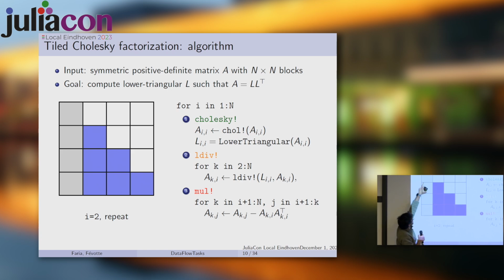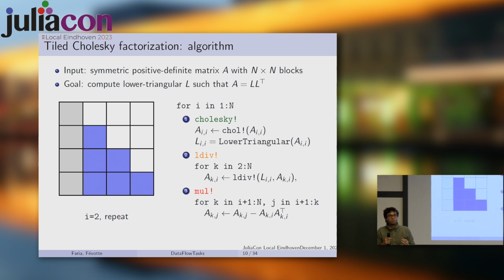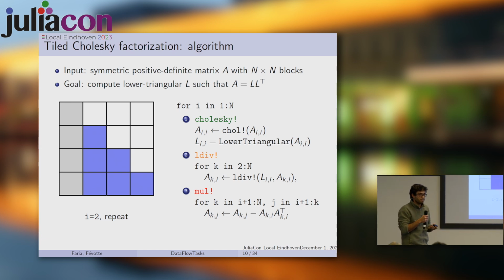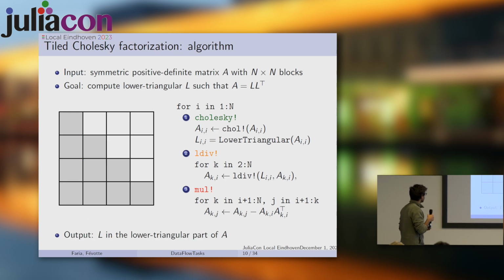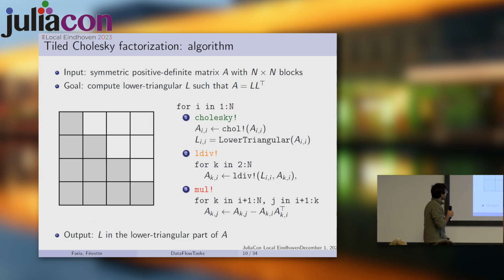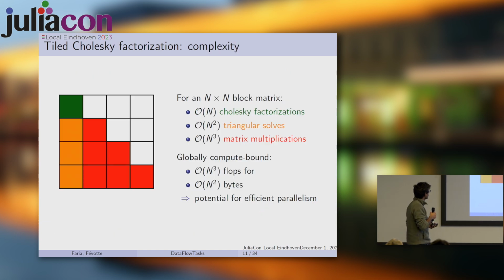Because if you remember, this was a Cholesky here, and then there was an LDiv, and then I do a mul. So you expose parallelism faster if you do something like that. And at the end of all of these iterations, you've just written into A, so the lower triangular part of A contains this L that you search for.